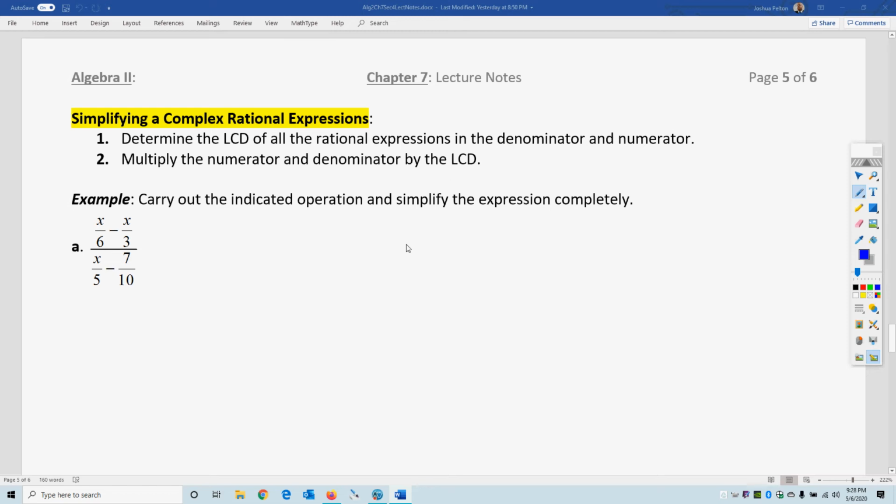This is Professor Pelt, and this is Algebra 2, Chapter 7, Section 4, Adding and Subtracting Rational Expressions.